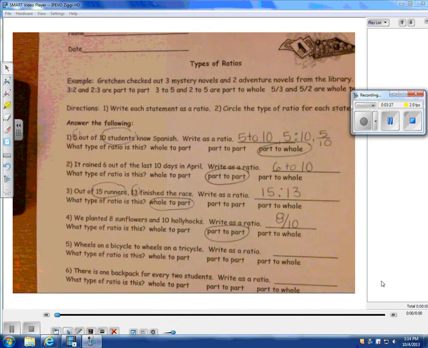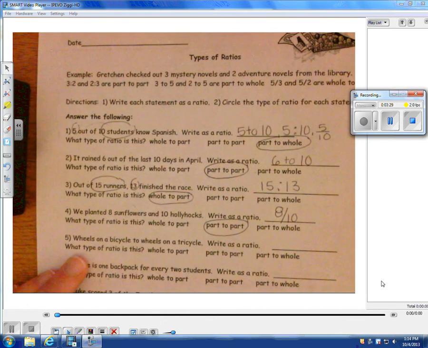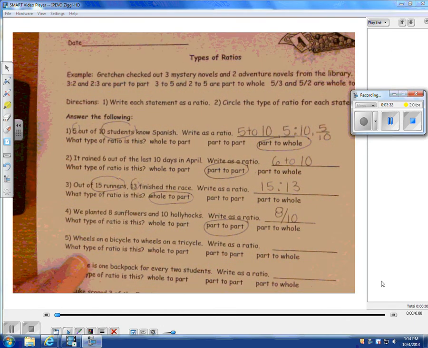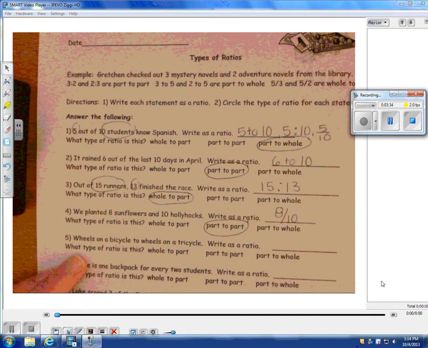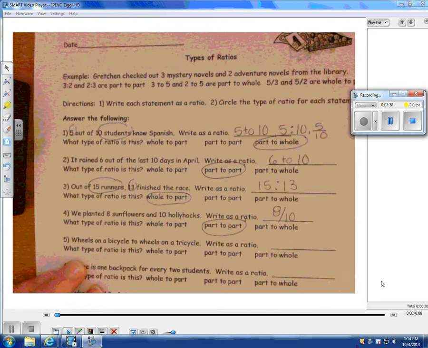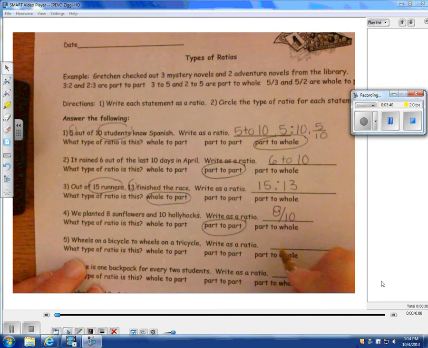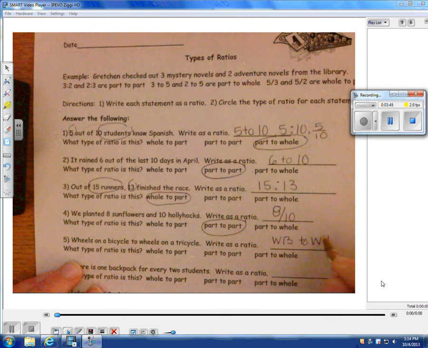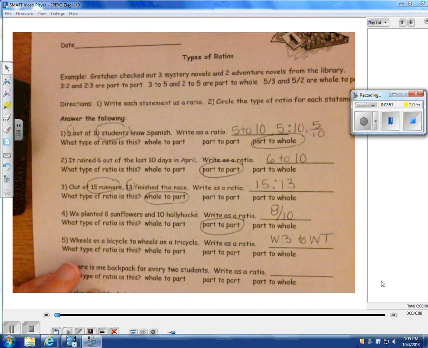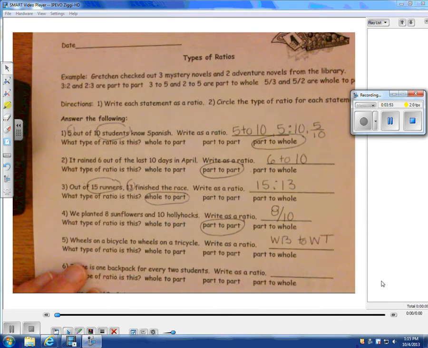And the last one I'm going to model for you is number 5. The wheels on a bicycle to wheels on a tricycle. So we're going to put the wheels on a bicycle to the wheels on a tricycle. Okay, and what type of ratio is this? Again, you're comparing 2 different things. So again, we're going to be looking at the part to part.